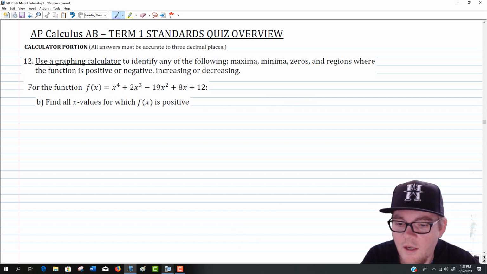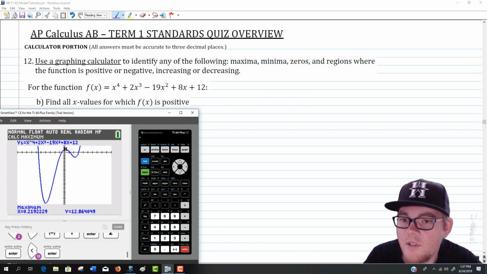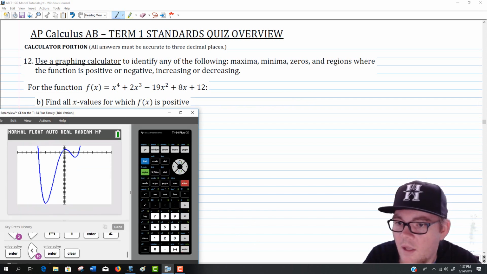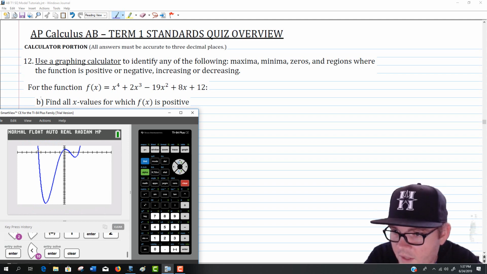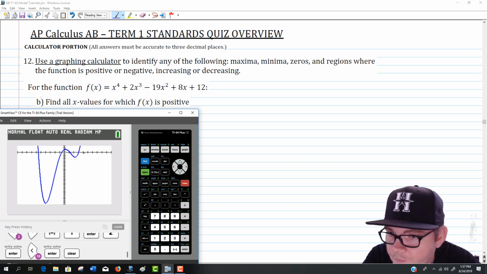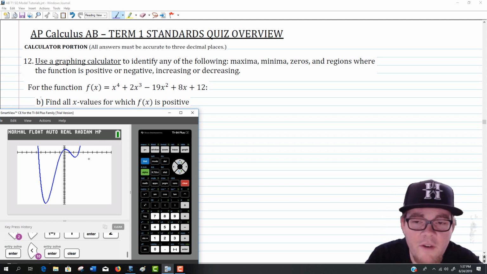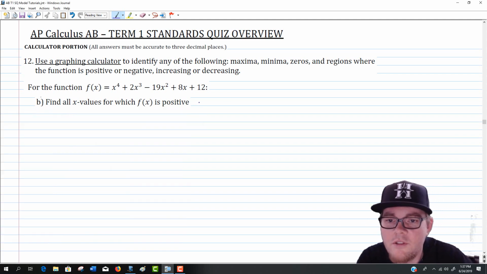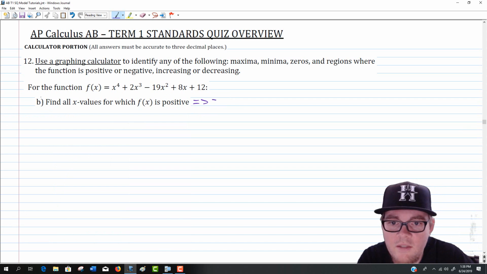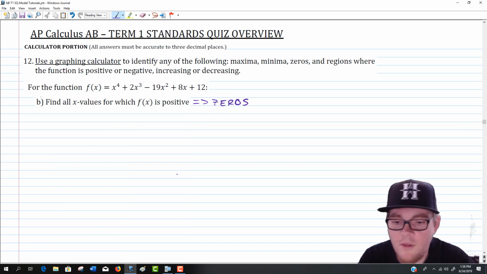Okay, the second question on here asks us to find the x values for which f of x is positive. So in looking here, the positivity, hopefully you can see my mouse. It looks like there's a positive area over here on the left. Then we've got a positive area in the very center. And then we've got a positive area at the very far right. So just so we know, in order to get the positive area, we're going to need to find the zeros for this function. So we're going to need to do a little bit of work with our graph.